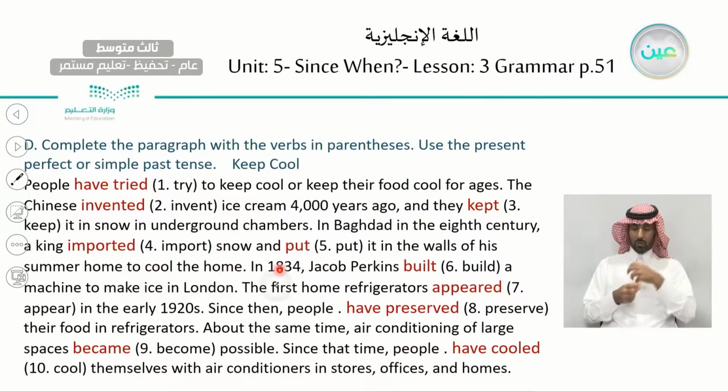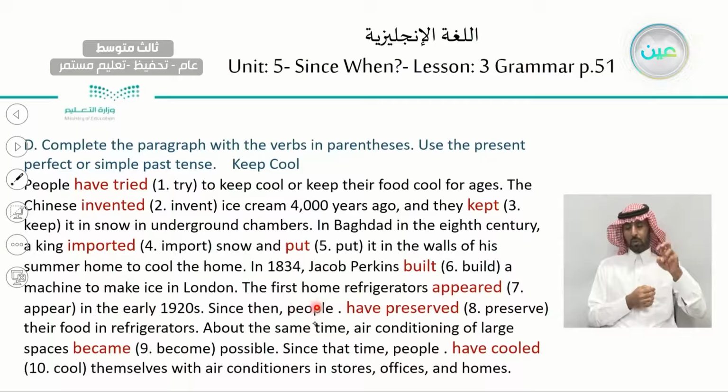In 18, here because we have a specific time, we use simple past. And here also we have time. So we also use the past simple. Jacob Perkins built a machine to make ice in London. The first home refrigerator appeared in the early 1920s.